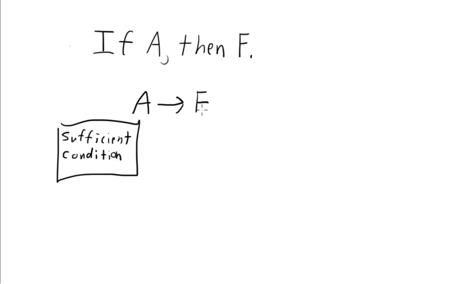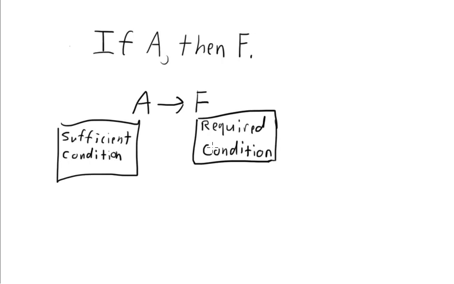The right side of the conditional statement is called a necessary condition or a required condition. We call it a required condition because the left side, the sufficient condition, needs the right side. It requires the right side. It depends on the right side being true. So if Abigail goes to the party, then since we know that F has to be true under that scenario, that means that in order for Abigail to go to the party, in order for that to be true, Frank must go to the party.